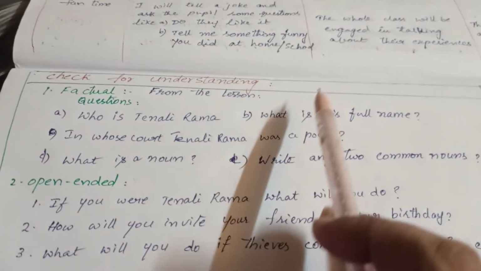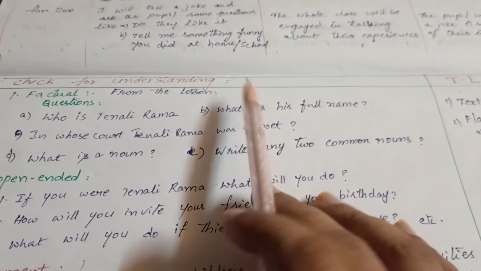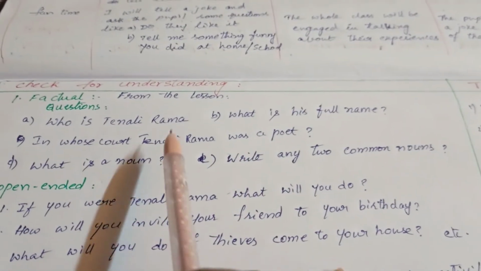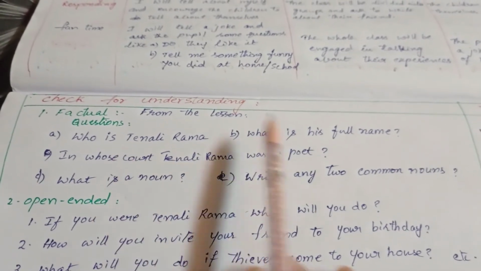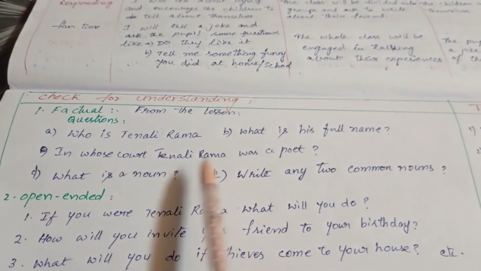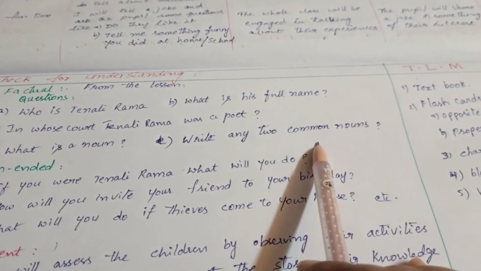Then comes check for understanding, whether they understand the concept of the story, the grammar part, etc. We'll ask them some questions like factual questions. These are from the lesson. Who is Tenali Rama? What is his full name? In whose court was Tenali Rama a poet? What is a noun? Write any 2 common nouns.